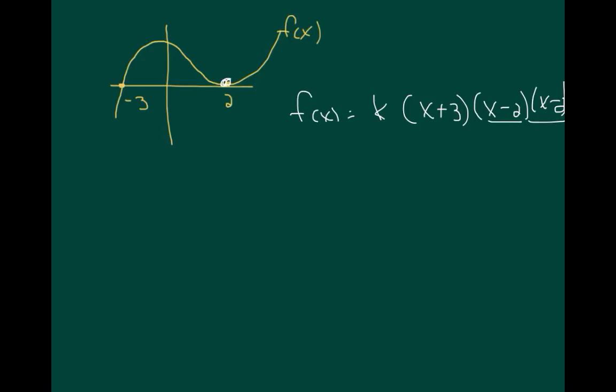We can't, in this case, solve for k because we don't know what that y-intercept is. If we did, we could go ahead and solve for it, but without it, we just have to be comfortable that this equals some k times the two roots, x plus 3 and x minus 2 used twice.